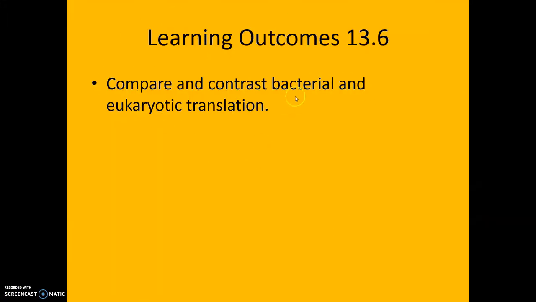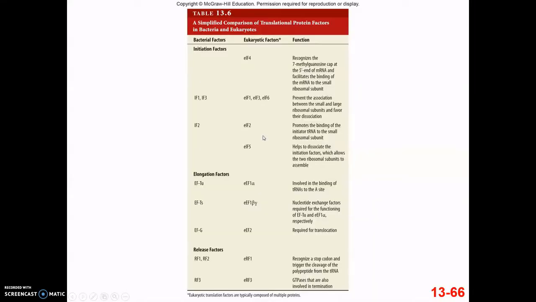So let's take a second here to compare and contrast bacterial and eukaryotic translation, and it mostly comes down to differences in factors, not necessarily differences in mechanics. So number one, in eukaryotes, we have this initiation factor 4, which is recognizing the 5' cap on messenger RNA. We don't have an equivalent in bacteria because we do not have a 5' cap.